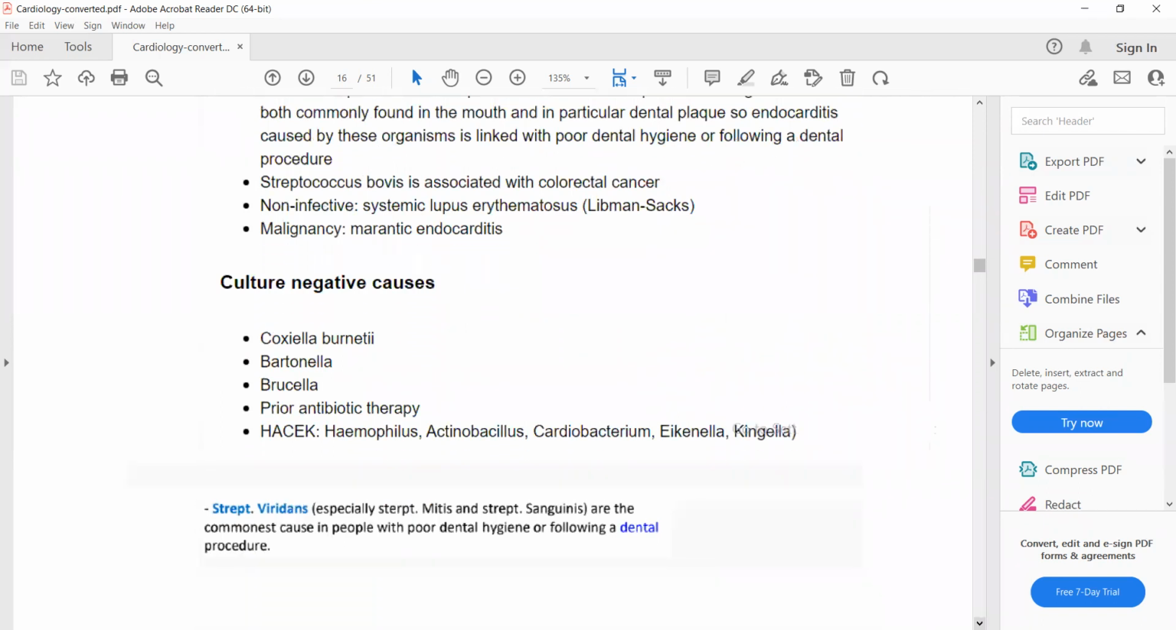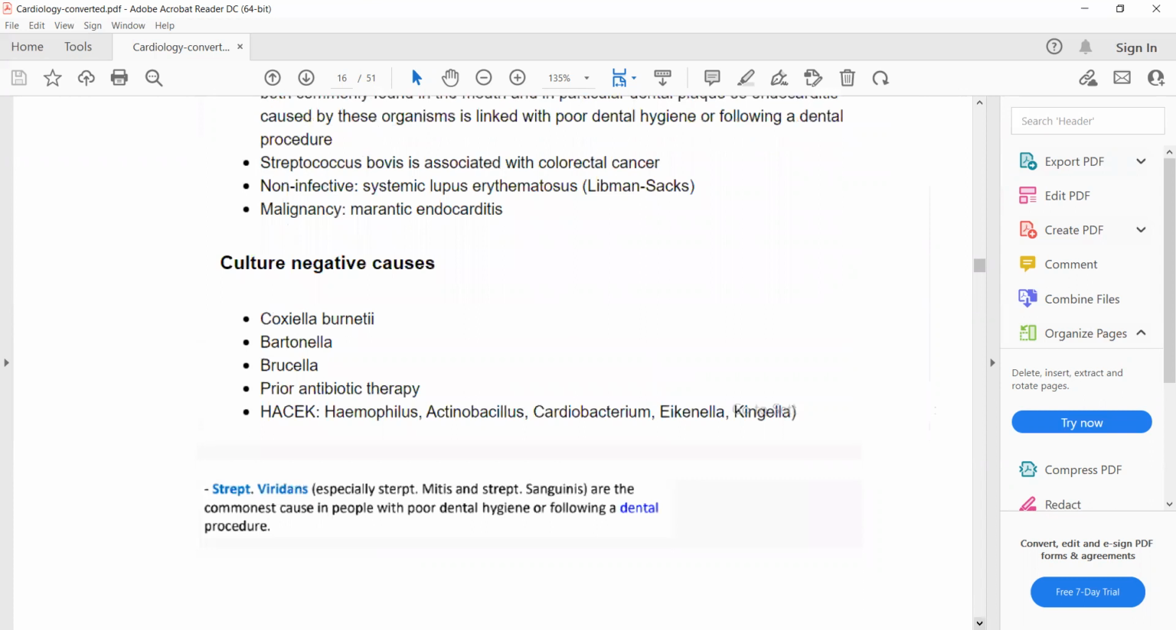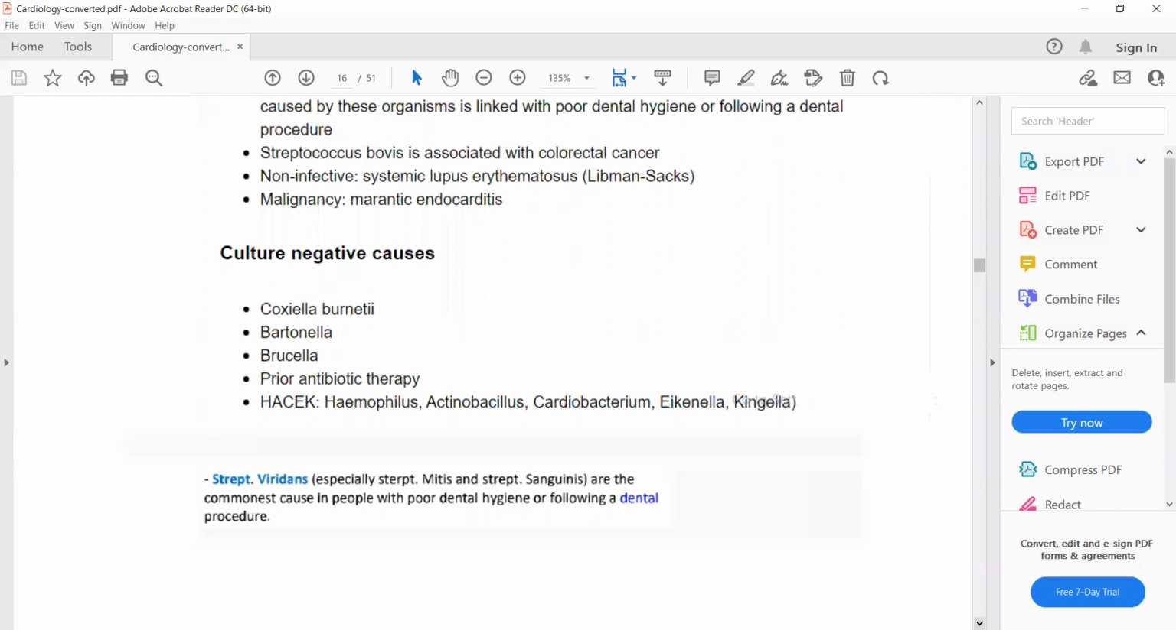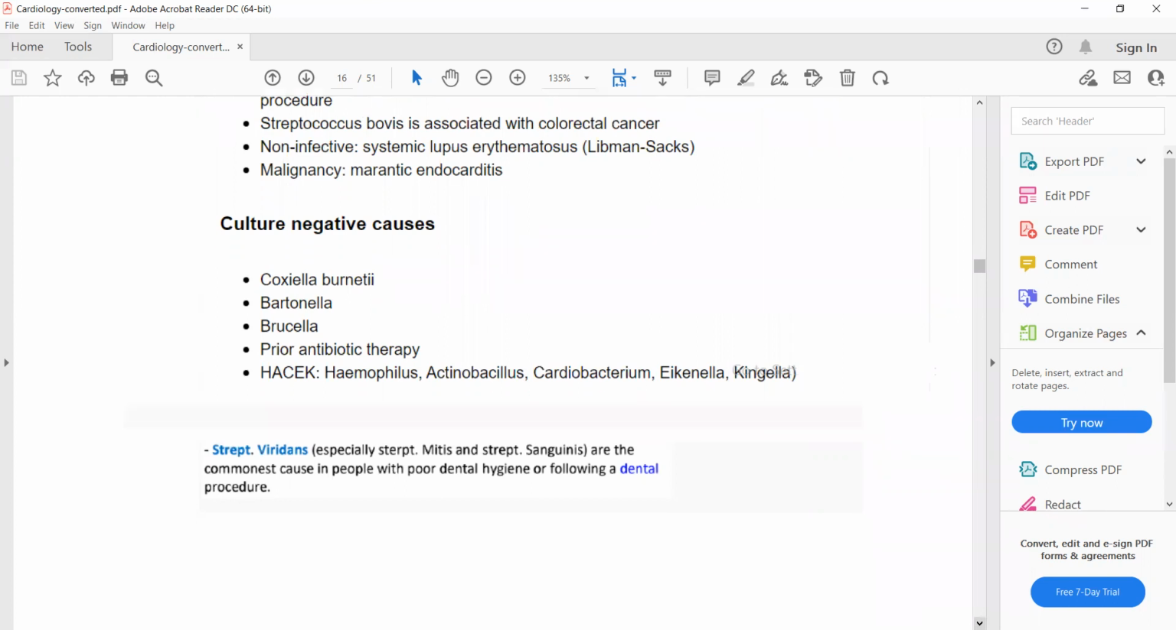The rare causes can include Coxiella burnetii, Bartonella, Brucella, and the HACEK group, which includes Haemophilus, Actinobacillus, Cardiobacterium, Eikenella, and Kingella.